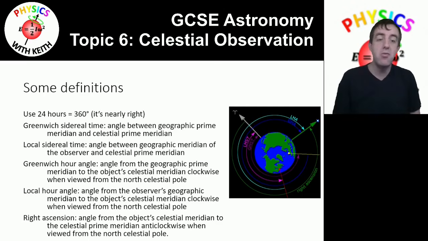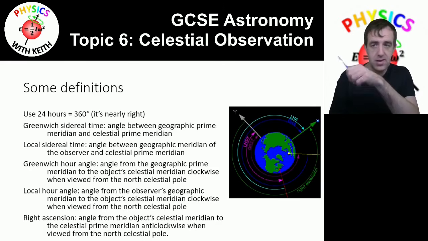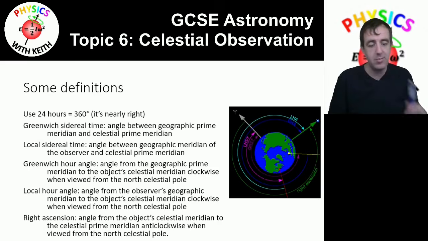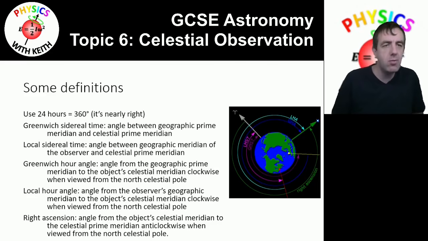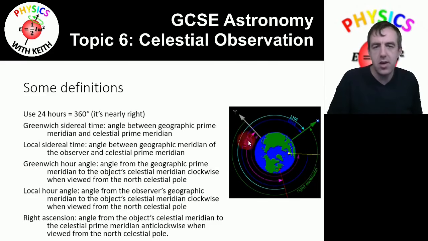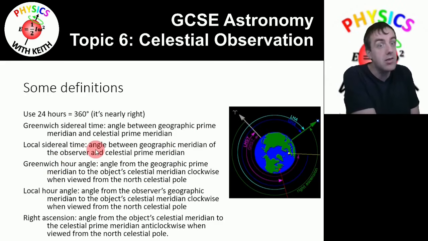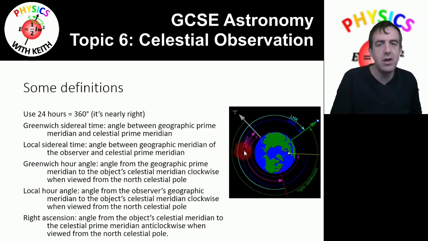I'm just going to tell you what the abbreviations are for these different definitions on the diagram down there. Greenwich sidereal time, we're going to use mean. So that's the Greenwich mean sidereal time, GMST. Local sidereal time, again, we're going to use the mean sidereal time because we know it does vary a little bit. So that's LMST. Greenwich hour angle, GHA. Local hour angle, LHA. And right ascension is just listed as right ascension.